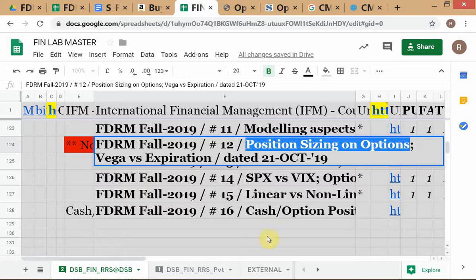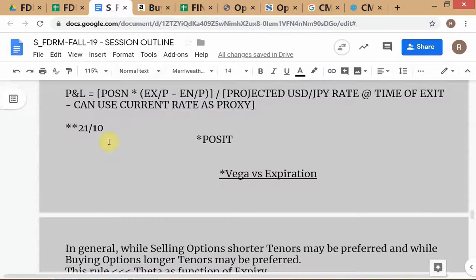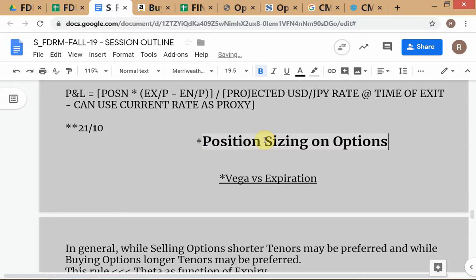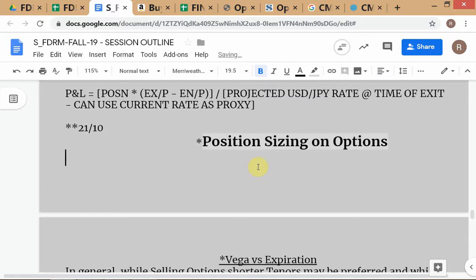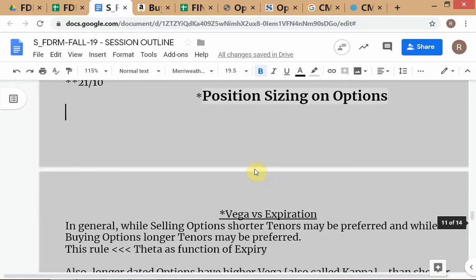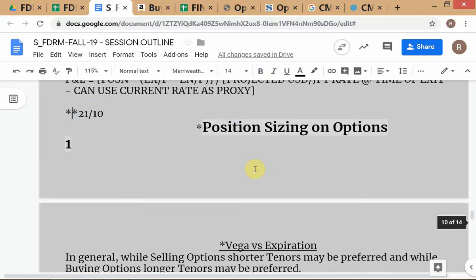Okay, position sizing on options. This is a topic. Are you following what we are doing? This is what we discussed. So basically, there are two broad approaches to this position sizing.